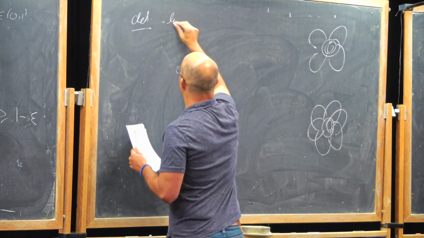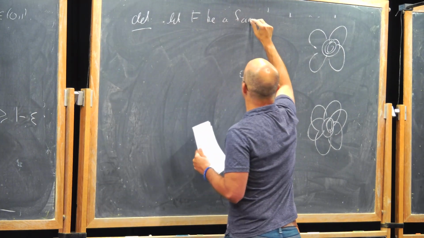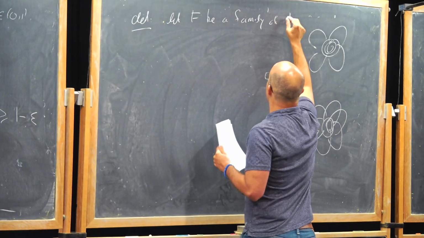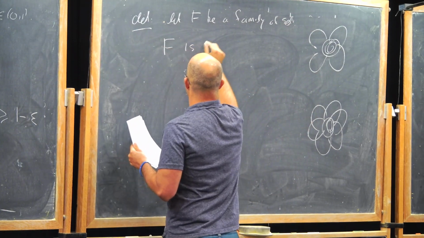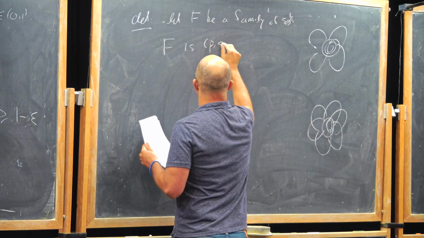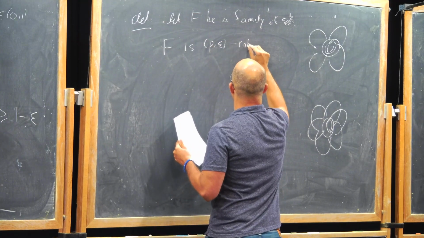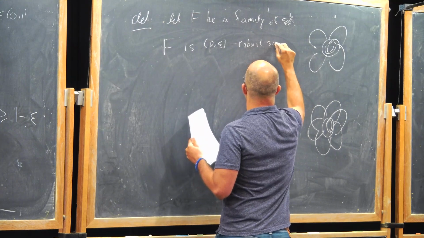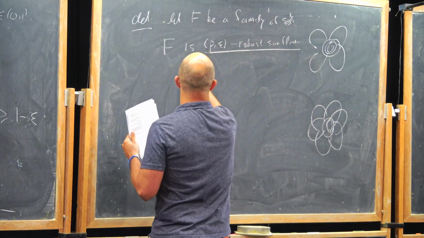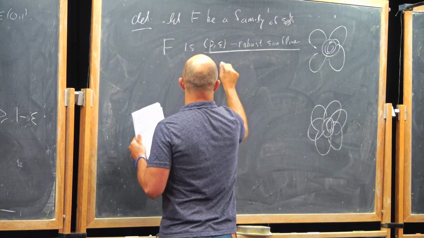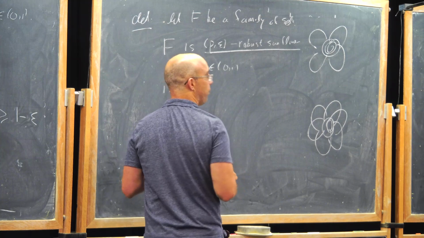So let F be a family of sets. We say F is a (p, epsilon) robust sunflower, okay, so this is what we define here. So here p and epsilon are two parameters between 0 and 1, if the following thing holds.